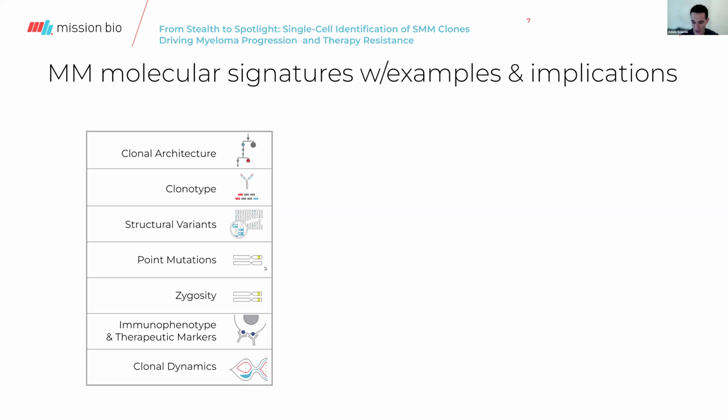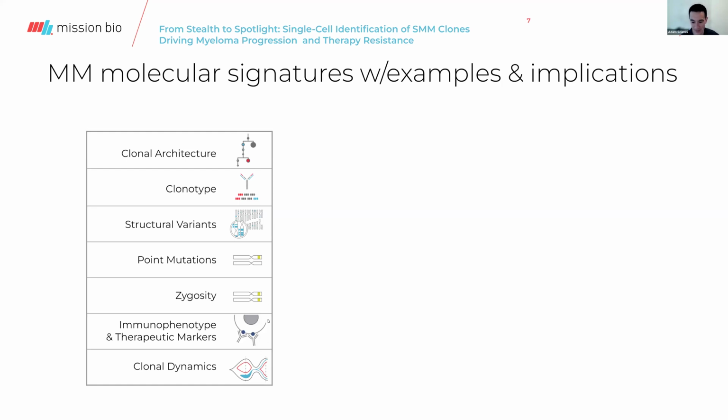You will understand point mutations. Point mutations are really important drivers of multiple myeloma, and also therapeutic targets. Zygosity is very important because a homozygous mutant is often more deleterious than a heterozygous, but maybe it's also easier to treat because it's more responsive to inhibitors that target it.